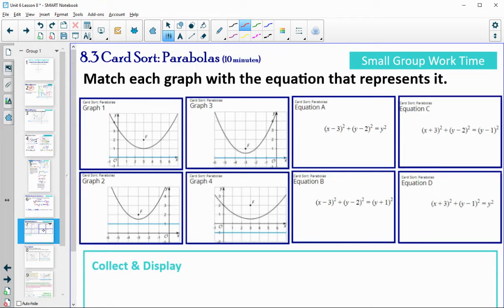All right, then take a look at these graphs on the screen and go ahead and match each graph with the equation that it represents. You can just pause the video, look at the screen, and match those.